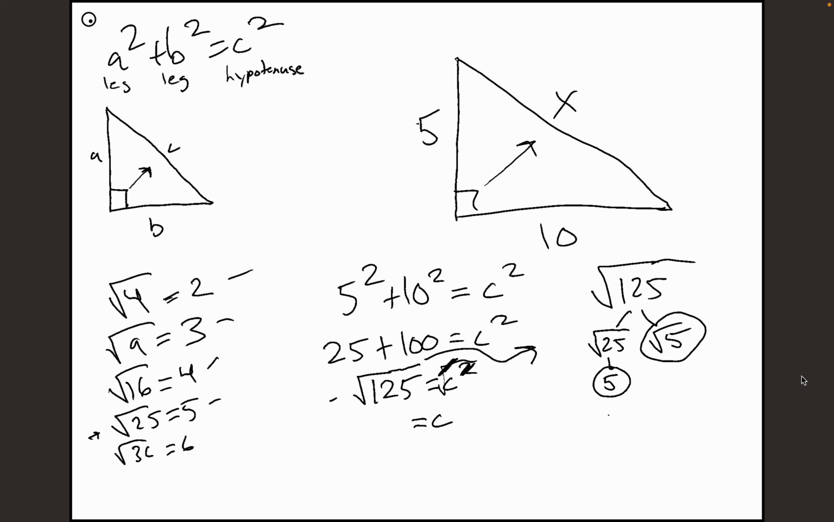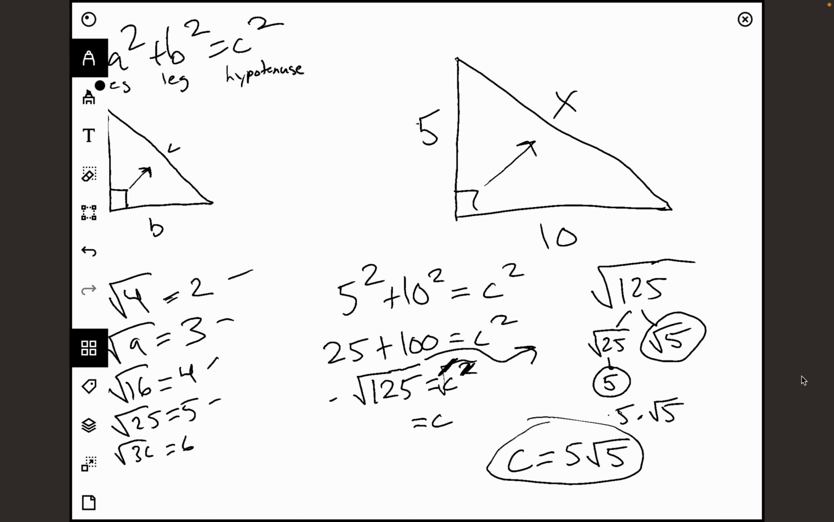Now we need to multiply these. I have 5 times square root of 5. Since one of them is in the square root and one of them is not, we can't multiply them, so we just combine them. So c equals 5 square root 5, and that is our answer. Okay, that is perfect. Now let's look at some examples that we will have.